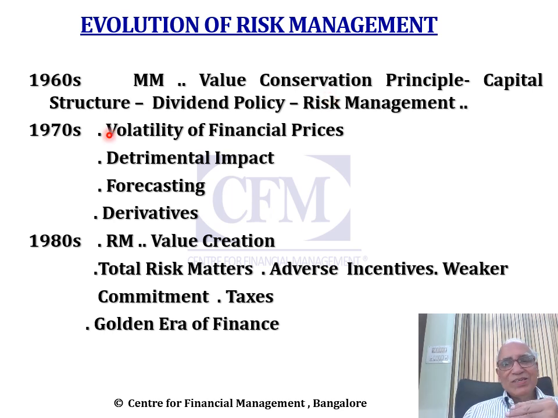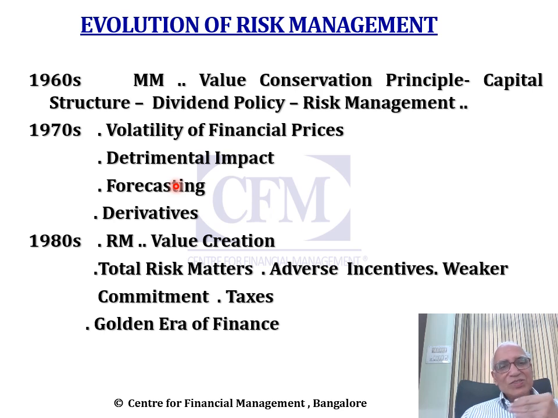In the 1970s, when the Bretton Woods agreement was abandoned and the OPEC oil crisis emerged, financial prices became extremely volatile: currency rates, commodity prices, inflation. This had a hugely detrimental effect on a number of corporates which were totally unprepared for such heightened volatility. The initial reaction of these corporates was to forecast these financial prices. Forecasters, however, in general fail because financial prices tend to behave in a somewhat random manner.